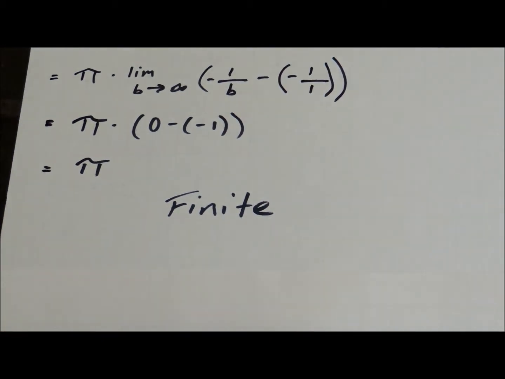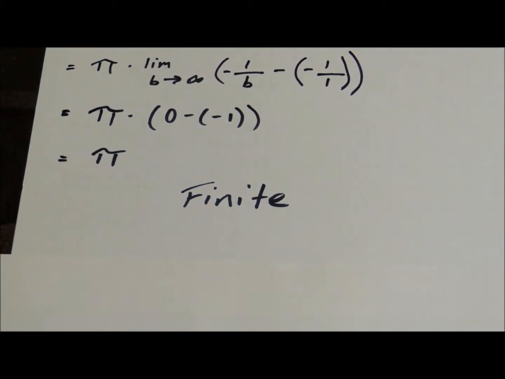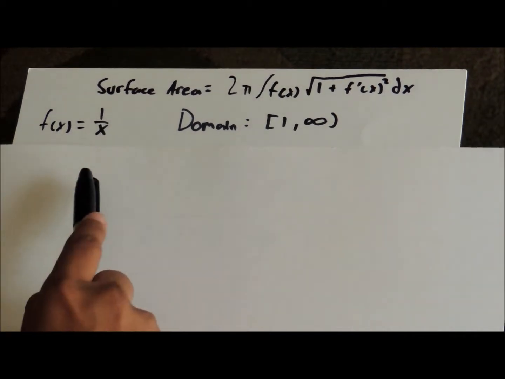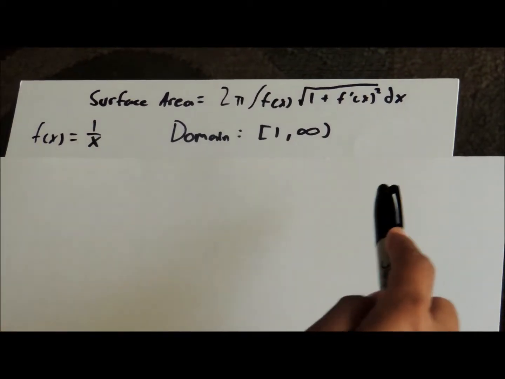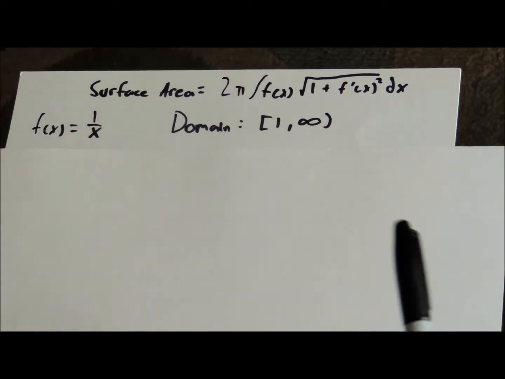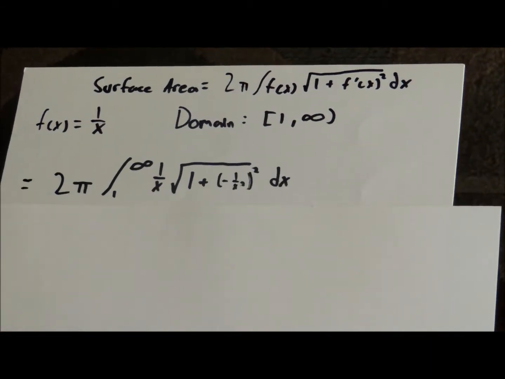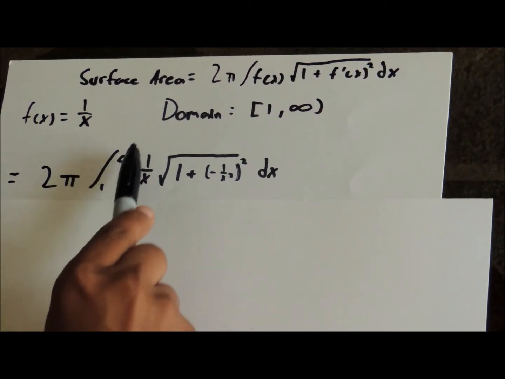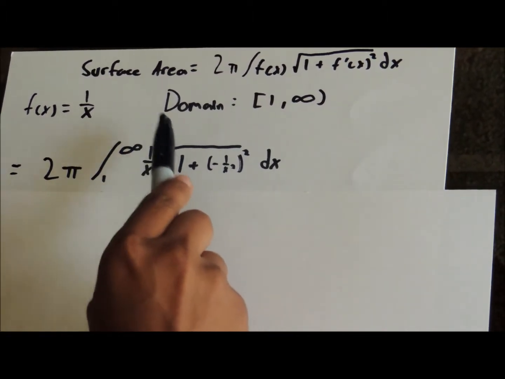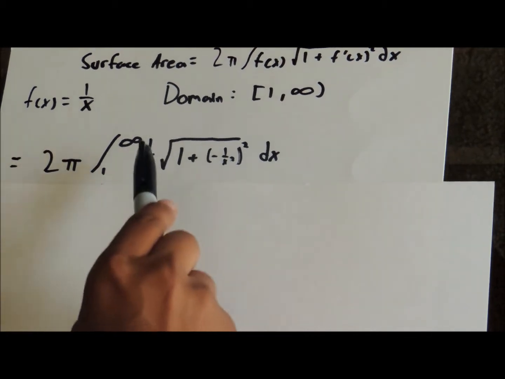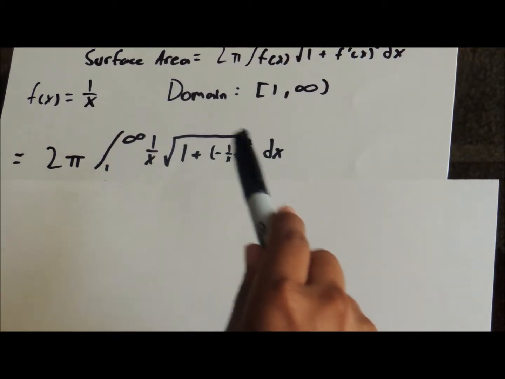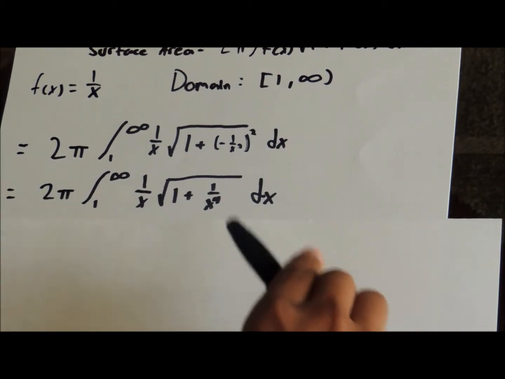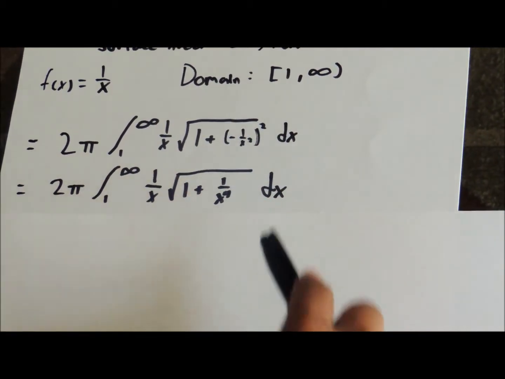And now Shanit will do the surface area. Next we'll be finding the surface area of 1 over x with its domain being from 1 to infinity, and this is the equation for surface area right here. We get 2 pi times the integral of 1 to infinity of 1 over x times the square root of 1 plus negative 1 over x squared dx. And this simplifies into 1 over x to the 4th.